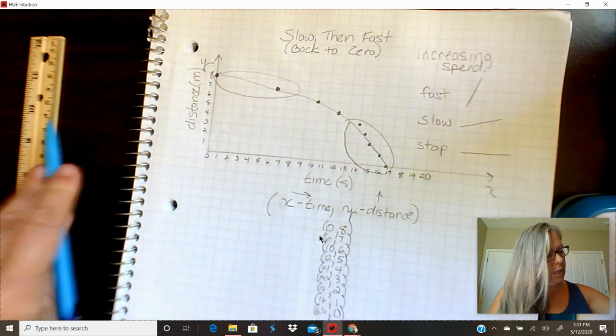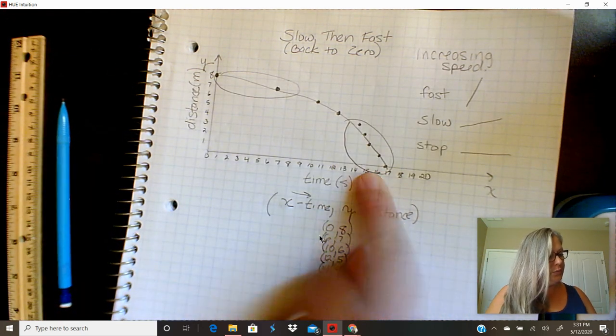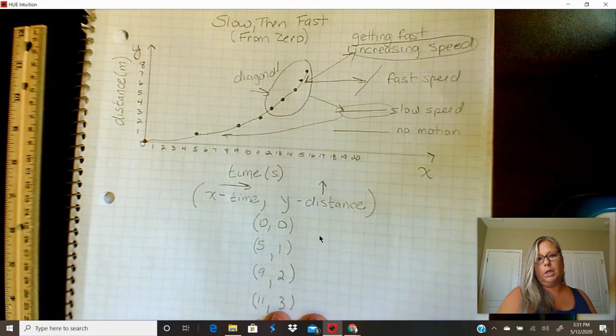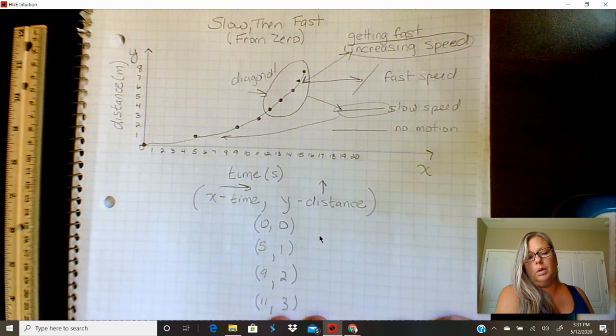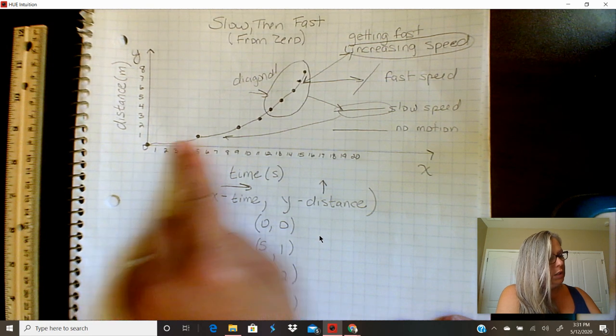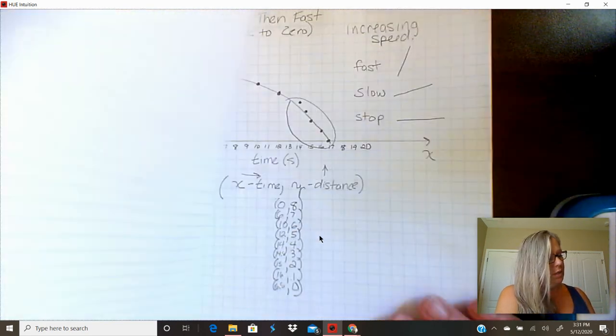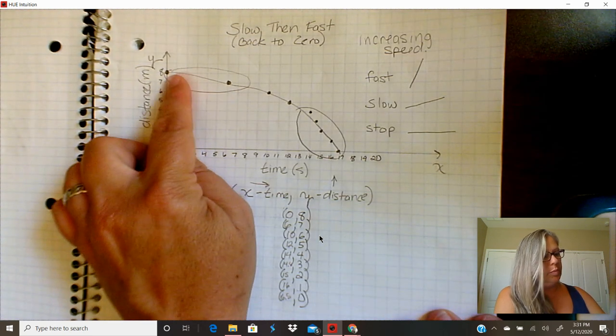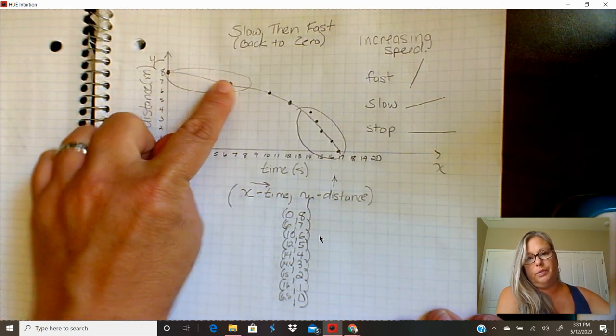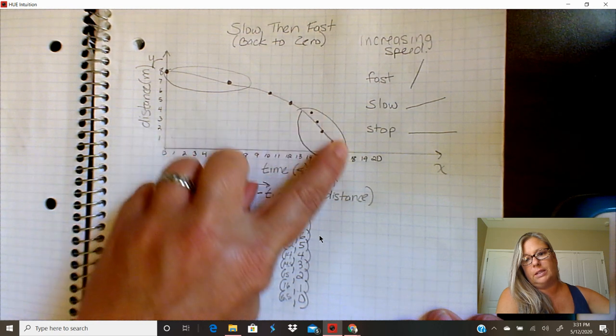Now, why does this graph look different than the other increasing speed? Let's go take a peek at it. All right. This was the increasing speed starting from 0, going slowly, and then getting fast. The only difference is that this one started away from the 0 point. It's still flat and then gets steeper for fast.